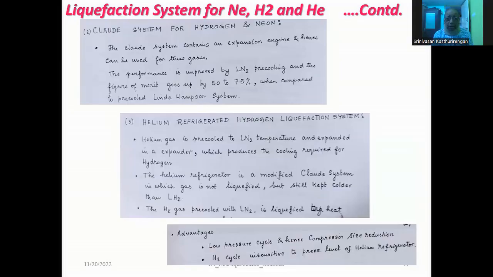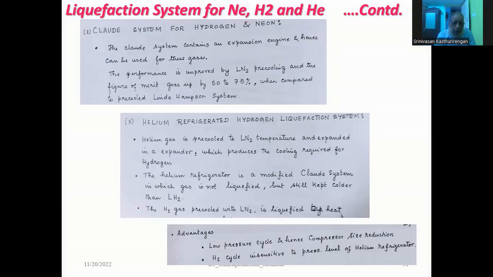Now, hydrogen liquefaction is done in a different way. One can think of a helium refrigerated hydrogen liquefaction system. Helium is pre-cooled to liquid nitrogen temperature and then expanded in an expander, which produces the cooling required for hydrogen. The helium refrigerator is a modified Claude system in which helium is not liquefied but still kept cold, and its temperature should be lower than that of the liquid hydrogen temperature. But it will remain as a gas.